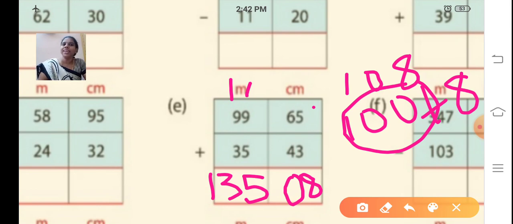How to add? So 65 plus 43, first add centimeters. 5 plus 3, 8. 6 plus 4, 10. So 0, carry forward that 1. Why are we carry forwarding it? It is 108 centimeters, right? So 100 plus 8, and that 100 centimeters makes 1 meter, isn't it? That 1 meter I'm taking to the meters part. Then 1 plus 9, 10. 10 plus 5, 15. 5, and 1 will be carried over. 1 plus 9 again 10. 10 plus 3, 13.